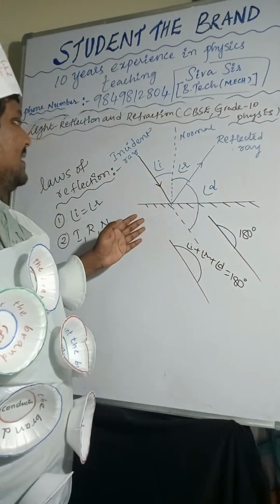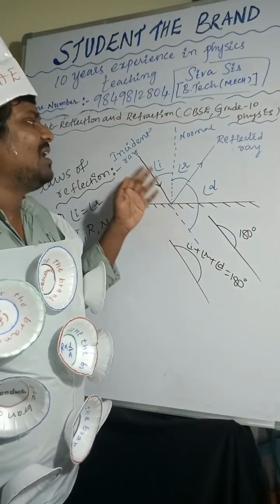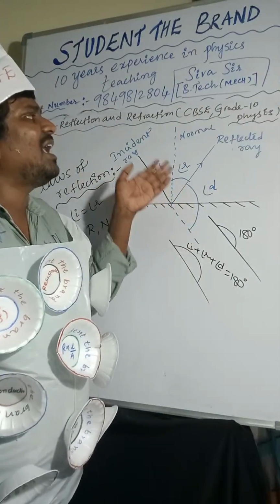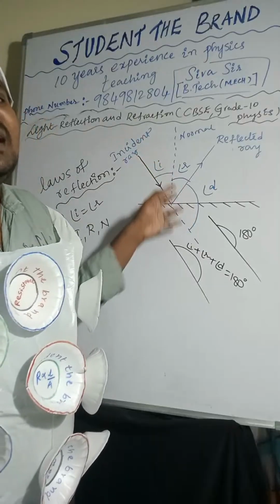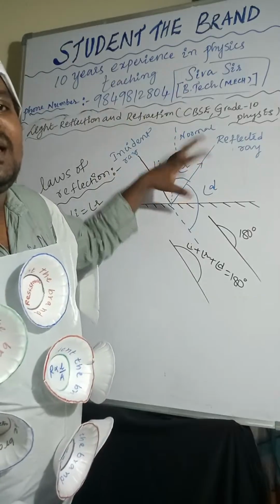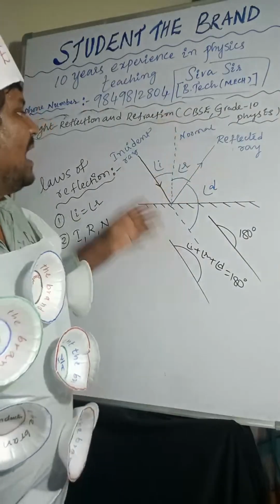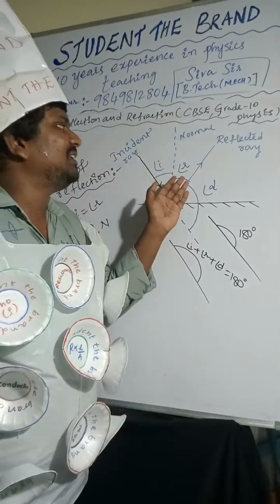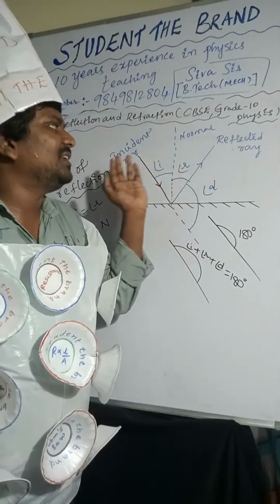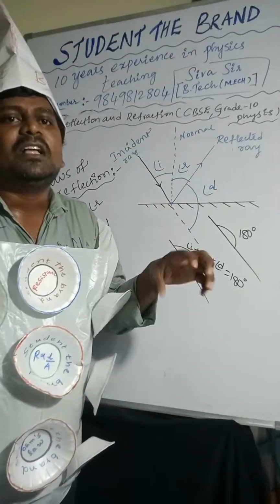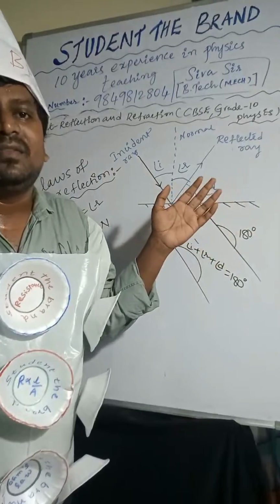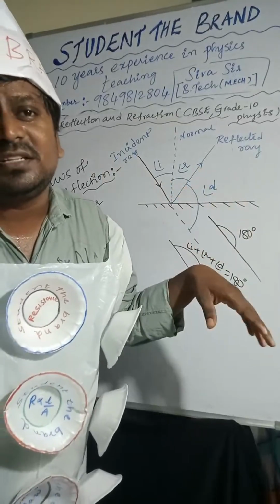Incident ray, reflected ray, normal line lie on the same plane. Angle of incidence is equal to angle of reflection. So there are two laws of reflection. What are those? Angle of incidence equals angle of reflection, and the incident ray, reflected ray, and normal line lie on the same plane.